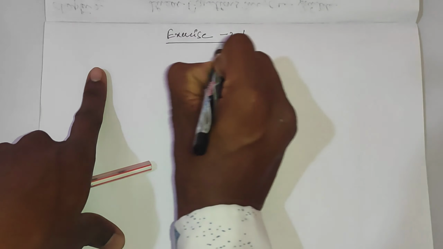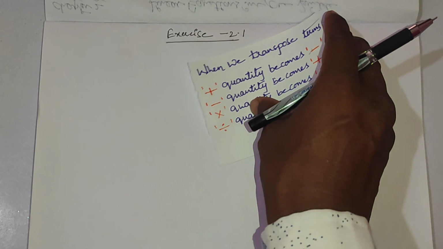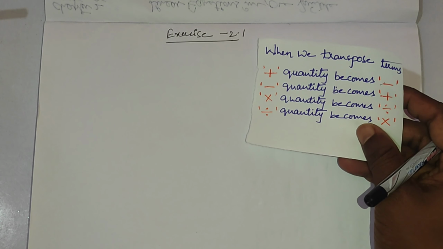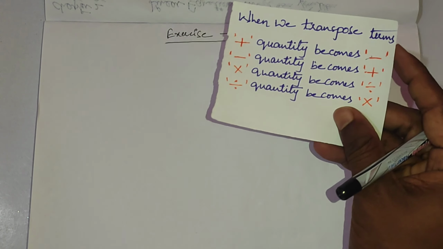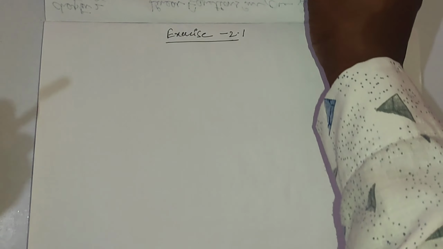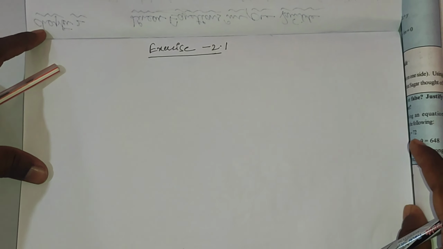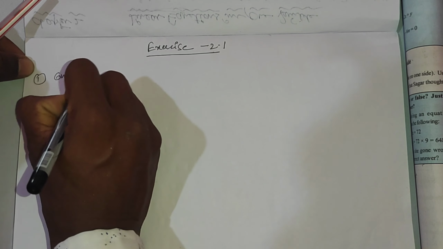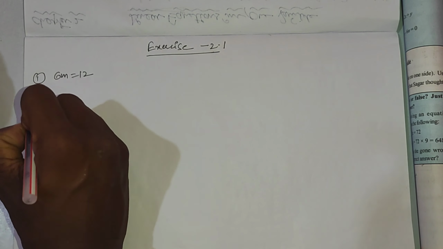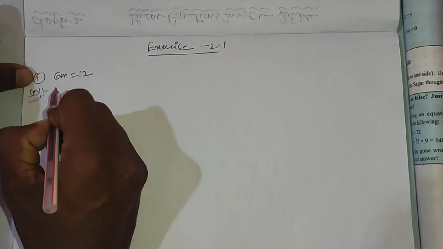So how many sums do we have in total? Total 14 sums are there. So we'll complete it very fast. We just have to remember these formulas. Okay, what are the topics? Plus becomes what, minus becomes what, multiplication becomes what, and division becomes what. You have to remember compulsorily. First question is 6m = 12. Okay, so we'll do this one by transposing LHS to RHS.